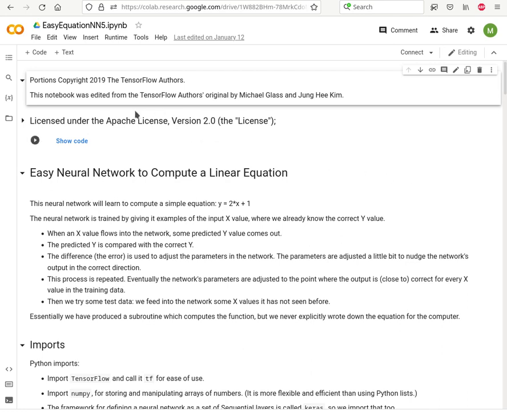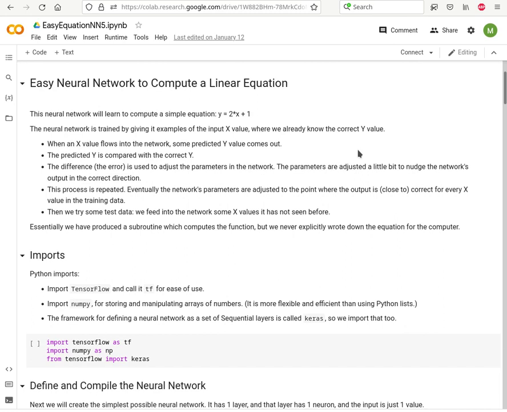This particular notebook, my friend and I stole it from an online class in TensorFlow, and then we added a lot of explanation to it and modified it quite a bit. So this was started from them, and then we moved it. It's under an Apache license, so we're allowed to take their stuff and modify it as long as we credit them with the original. So this is going to be a neural network which just computes a linear equation.